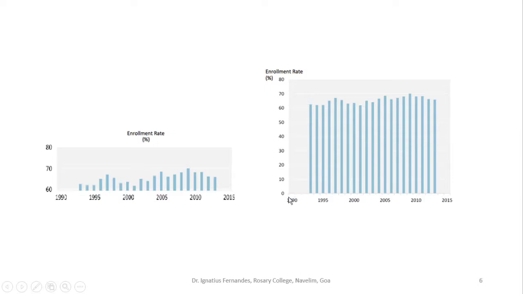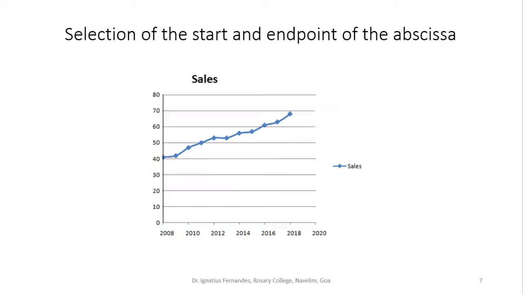So it is important that you start with the origin, so that you know the actual variation in the data. The truncation of ordinates is also important. You should make sure that this is taken care of when you're drawing a graph. Next, the selection of the start and end point of the abscissa.